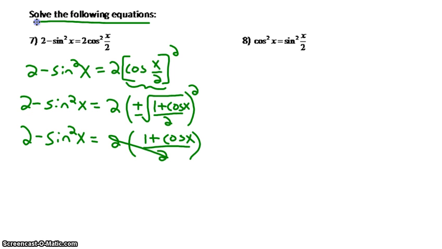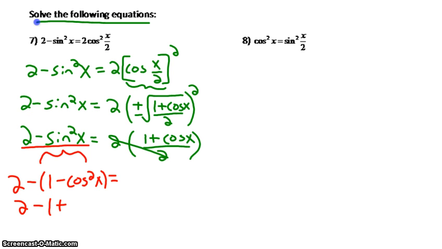2 minus sine squared x on the left, 1 plus cosine x on the right, and now I'm going to come up with a common function. So I will change the sine squared x to its value of 1 minus cosine squared x, which really gives me 2 minus 1 plus cosine squared x equal to 1 plus cosine x.